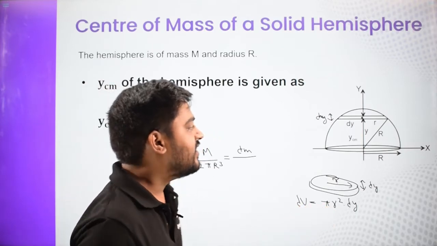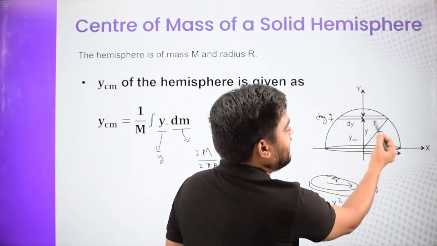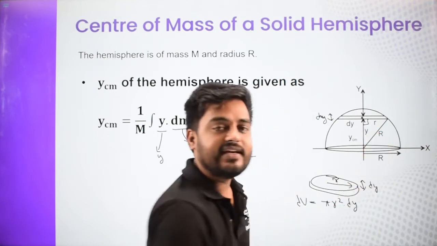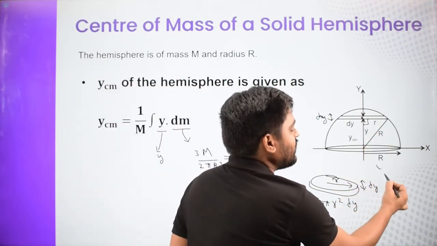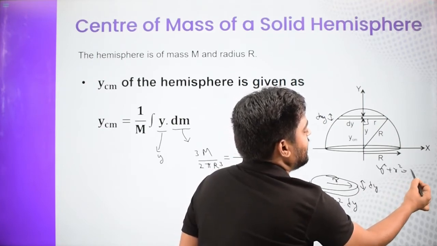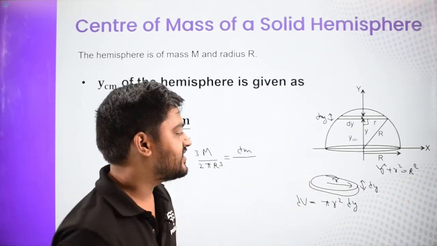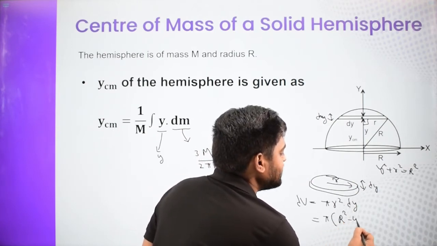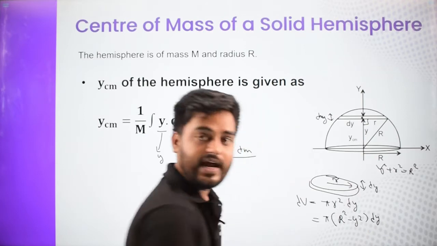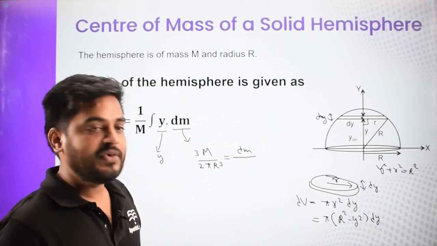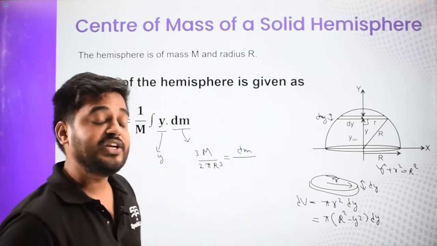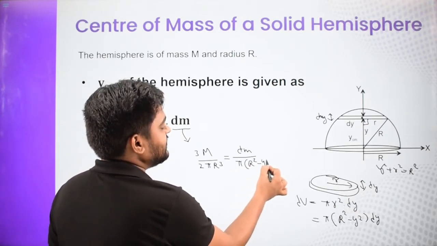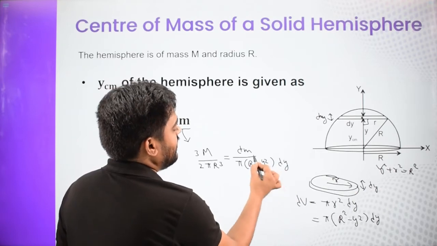Now what is this r? If you relate over here, this is r, the radius, this is y, and this is capital R. So I can apply the Pythagoras theorem and say that y square plus r square is equal to capital R square. We need this r square. So this is going to be pi into capital R square minus y square into dy, right? So this is going to be our volume. And now this is what we need to put over here: pi (R square minus y square) dy.